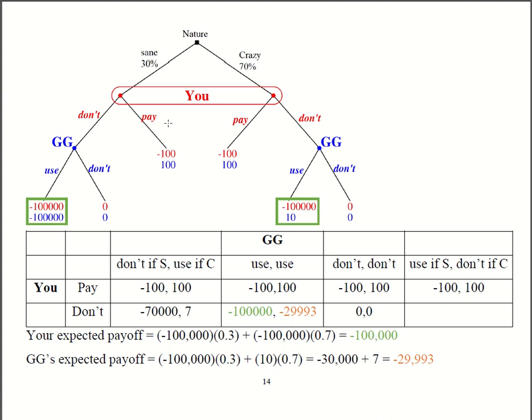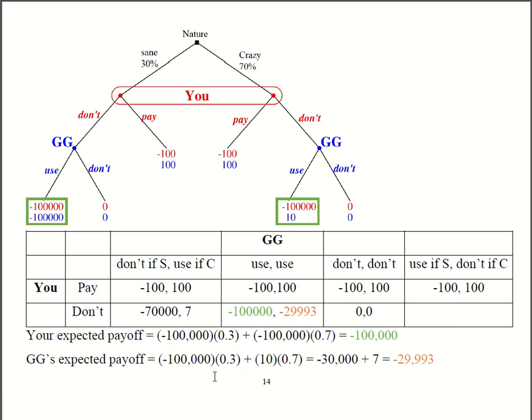So with probability 30%, he's sane. That means that the strategy yields him a payoff of negative 100,000 because sane people don't want to blow themselves up. So we weight that payoff of minus 100,000 by its probability of 30%. That means multiplying minus 100,000 by 0.3. So that's this part of the calculation.